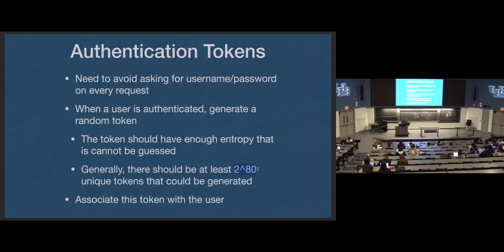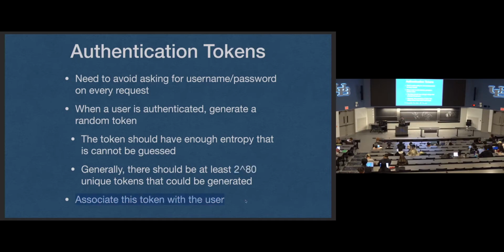But in practice, these tokens should have at least 80 bits of entropy. So however you're generating them, there should be at least 2 to the 80 possibilities for those tokens. If not, just increase the number. And there's no harm in going higher than 80 bits. If you want to go up to like 200 bits, more entropy is nice in these security aspects.